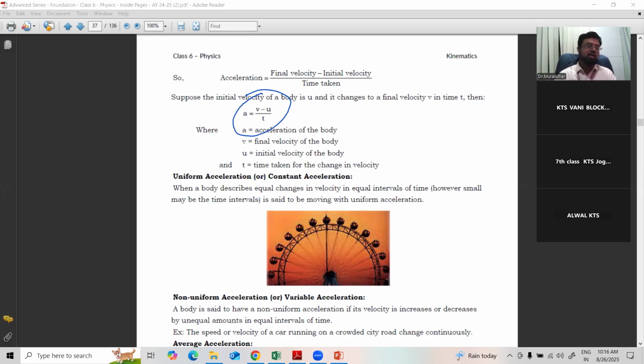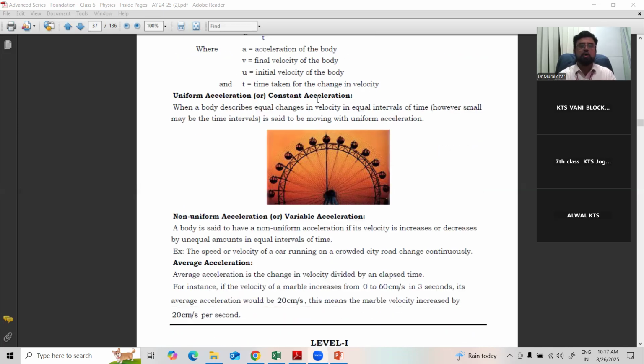Again, like velocity and speed, we can study the various forms of acceleration. Acceleration can be either uniform or non-uniform. Uniform acceleration is when a body describes equal change in velocity in equal intervals of time, changing constantly. For example, in 5 minutes it goes from 0 to 5 km per hour, in the next 5 minutes, again 5 km per hour. With such constant changes over time intervals, it is said to be moving with uniform acceleration.